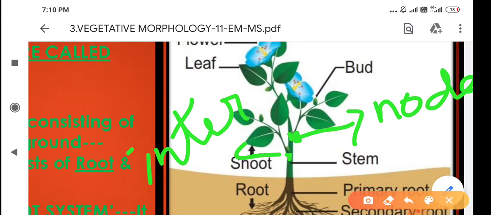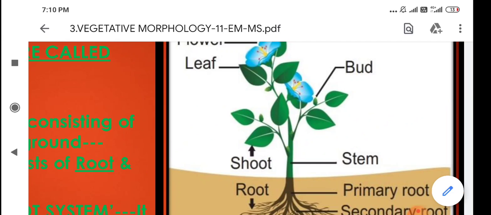What is node? The stem region where the leaves arise is called the node region. What is internode? The distance between two node regions is called the internode region. Do you all understand this? Next we learn the terminal flower and the axillary flower.